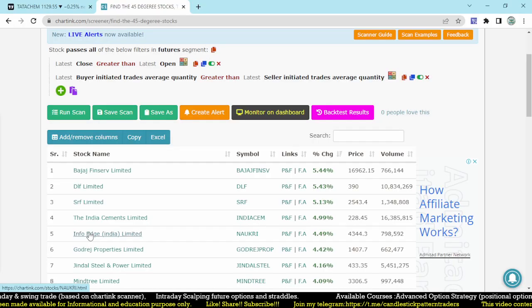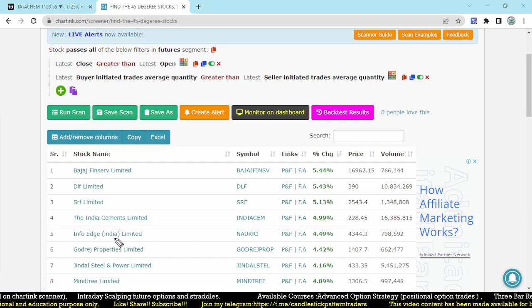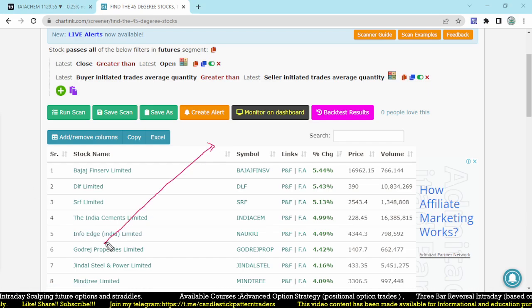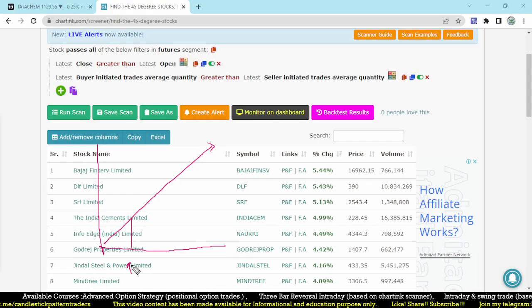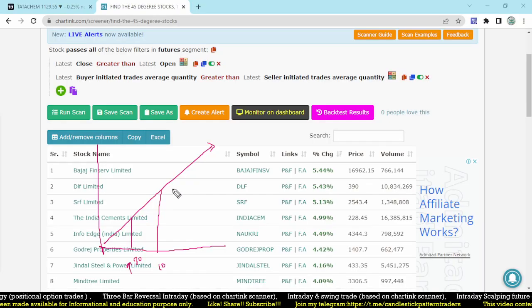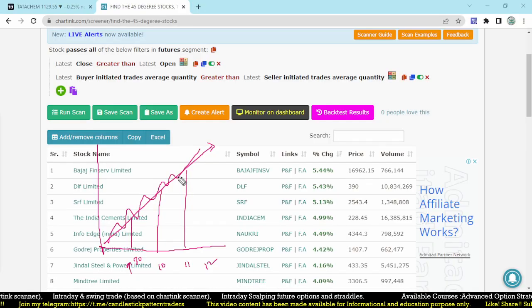Because if the stock is going at 45 degrees, let's look at this. If you see at 9:30 it is going up, if you see at 10 o'clock it is going up, if you see at 11, 12, whatever time frame you are using, and it keeps on going up, it means whatever the point where we see the stocks in this particular scanner, that will keep on going up. That is the key concept of this particular scan. I hope so.